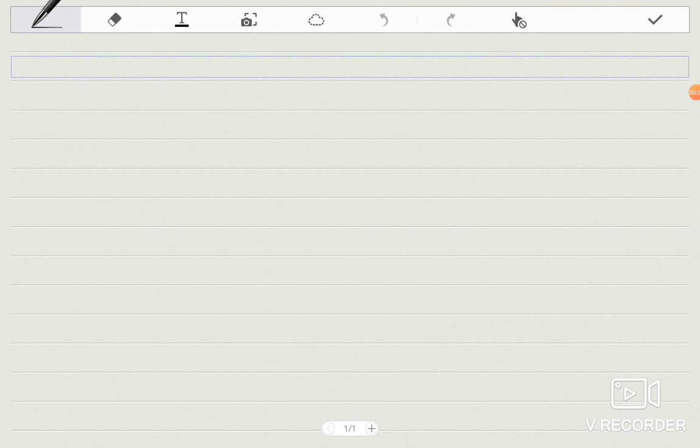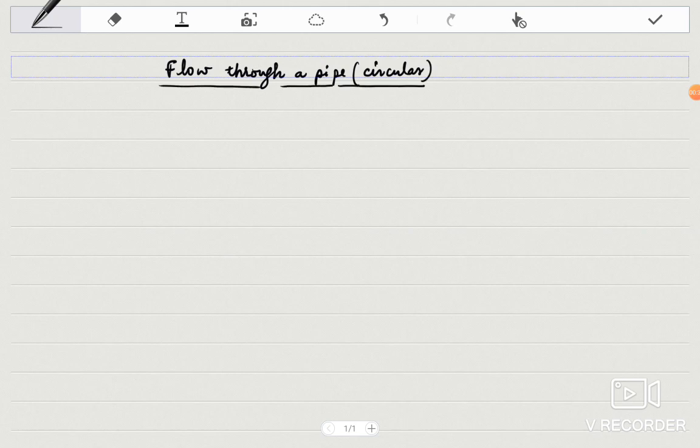Today we will start the flow through a circular pipe. In previous lectures we have discussed the flow between parallel plates, and now we will discuss the flow through a pipe, and this pipe is of circular cross section. And in this type of flow we will discuss three cases.